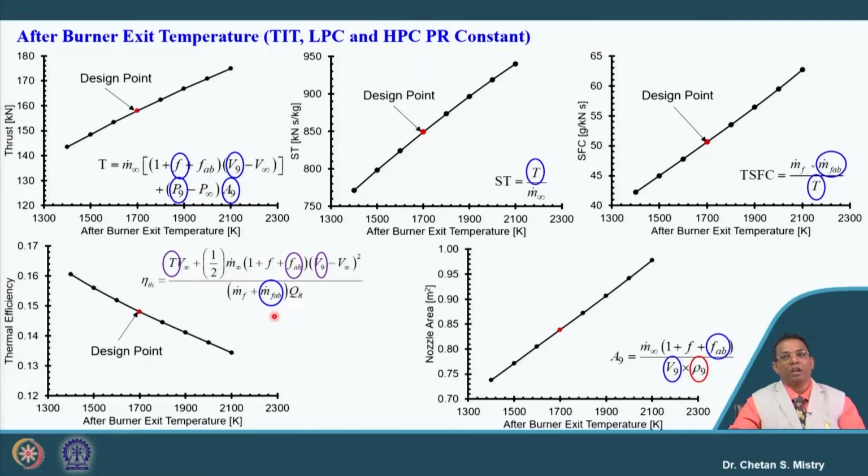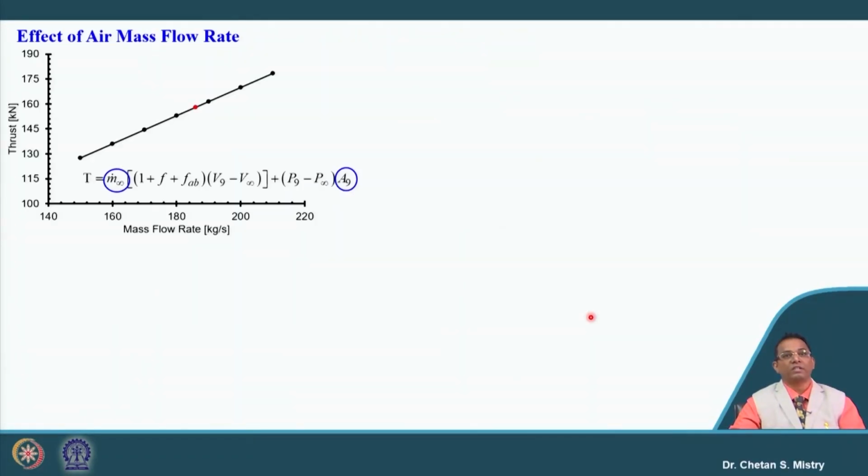And let us look at what is happening with the nozzle area. Since we are increasing the afterburner temperature, the amount of fuel added in the afterburner will be large, and that is the reason why, in order to handle that large mass flow rate, the area requirement also will be large.